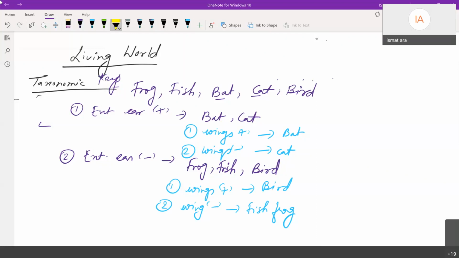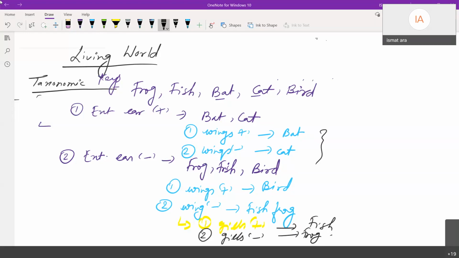Now wings absent, again categorize this one. Number one, gills present. Number two, gills absent. Gills present means fish. Gills absent, frog. So you can see every time I have made a contrasting character. Present, absent, present, absent, present, absent.